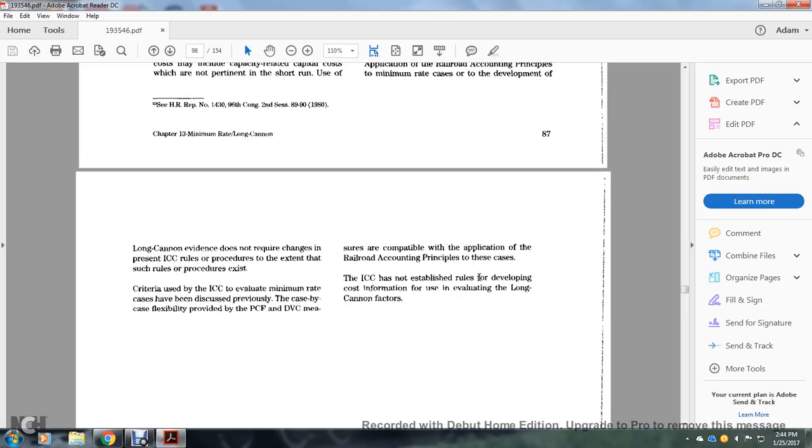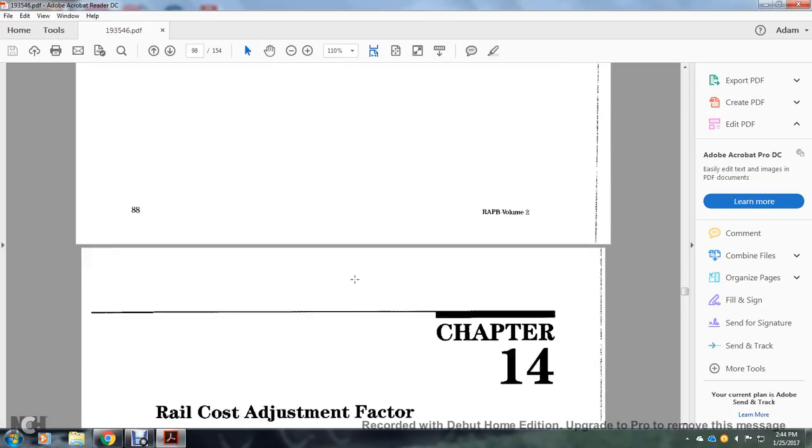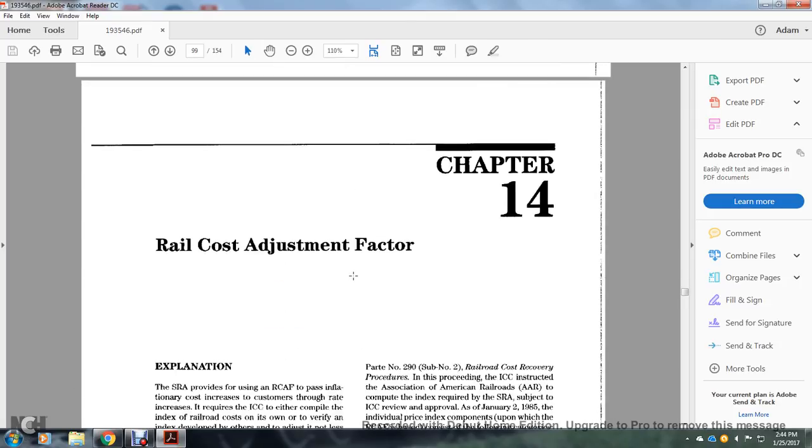The Interstate Commerce Commission has established rules for developing costing information for using and evaluating long canon factors. Next: the railroad cost adjustment factor.